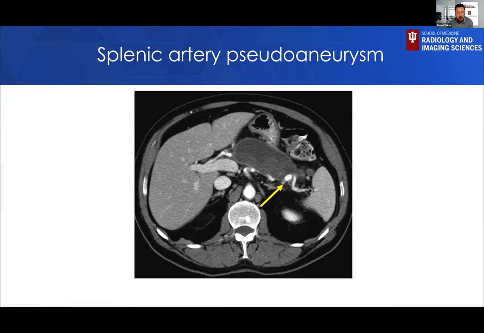So pancreas protocol with CT and MRI is always multiphasic to look at the arterial anatomy and also the venous complications.